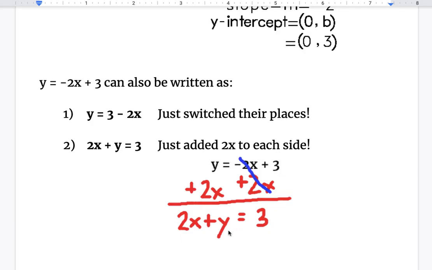And then on the left-hand side, they have 2x plus y. So by adding 2x to each side, it just canceled it on one side and basically switched it over to the other side as the opposite sign. So 2x plus y equals 3 is the same as the original y equals negative 2x plus 3. So just be aware that sometimes equations may not be written in y equals mx plus b form, but still be the same essential equation. So make sure you write down these two examples before moving on.